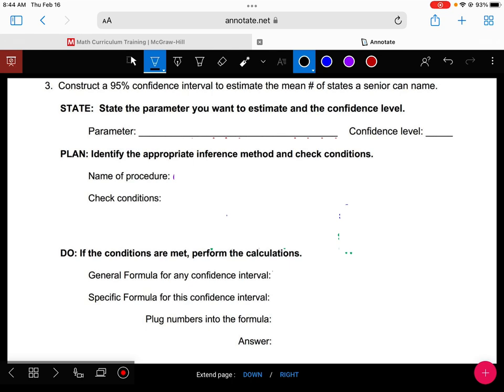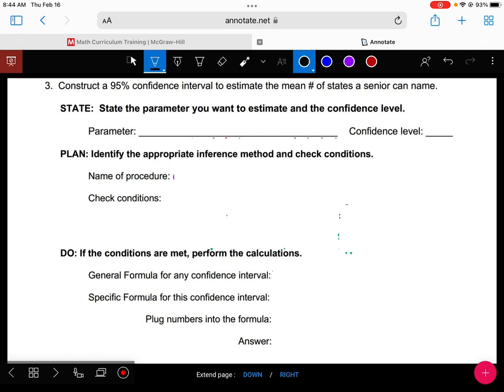Anytime we are asked to construct a confidence interval, or anytime we are asked to do a significance test, so is there convincing evidence, that would mean four-step process. Confidence intervals would mean four-step process. So in the state for a confidence interval, we have to name our parameter, define it, and name our confidence level.